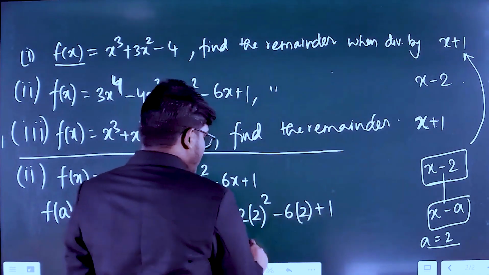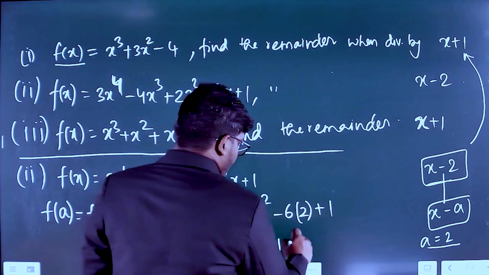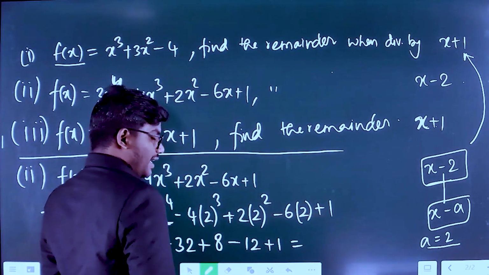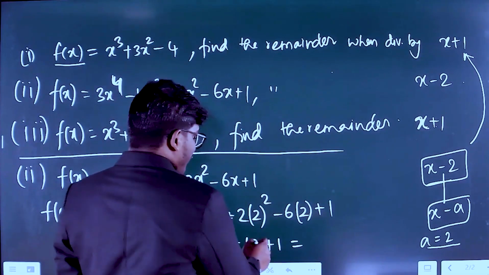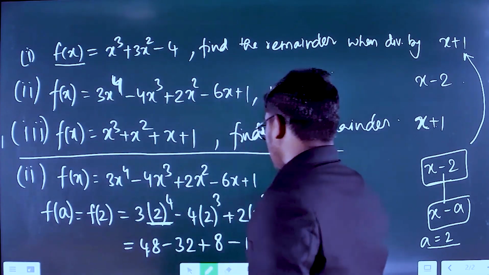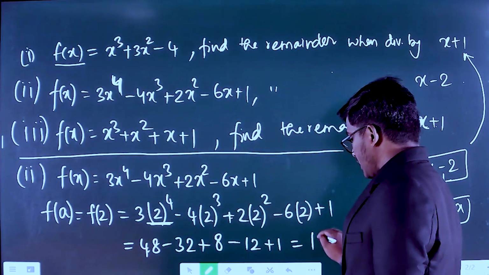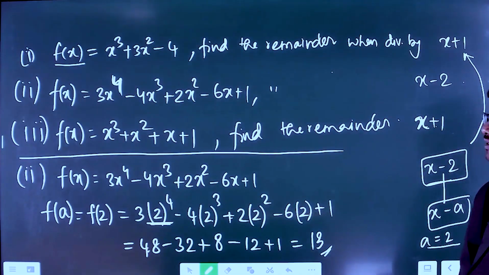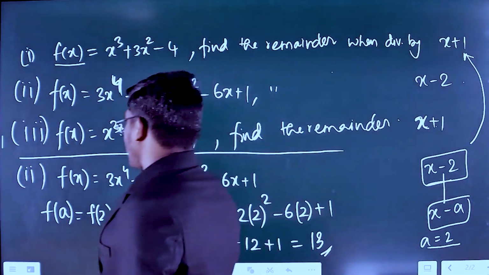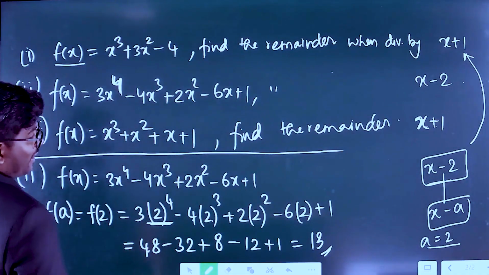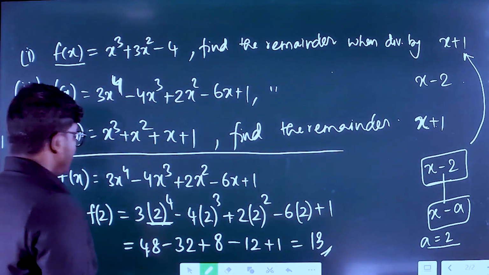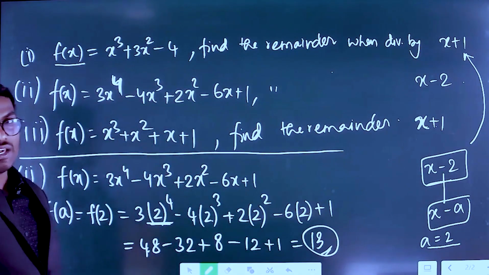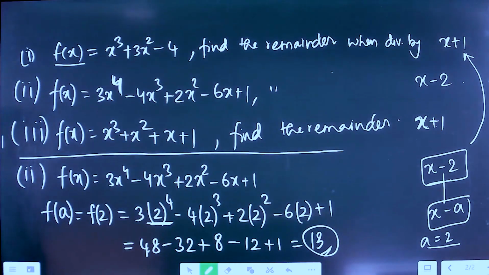Minus 6 times 2 is 12 plus 1. So it will be 48 minus 32, 16. 16 plus 8, 24. 24 minus 12, 12 plus 1, 13. So in case of the second expression, 3x power 4 minus 4x cube, that expression being divided by x minus 2, the remainder will be f of a, which is f of 2. The value came out to be 13, right?